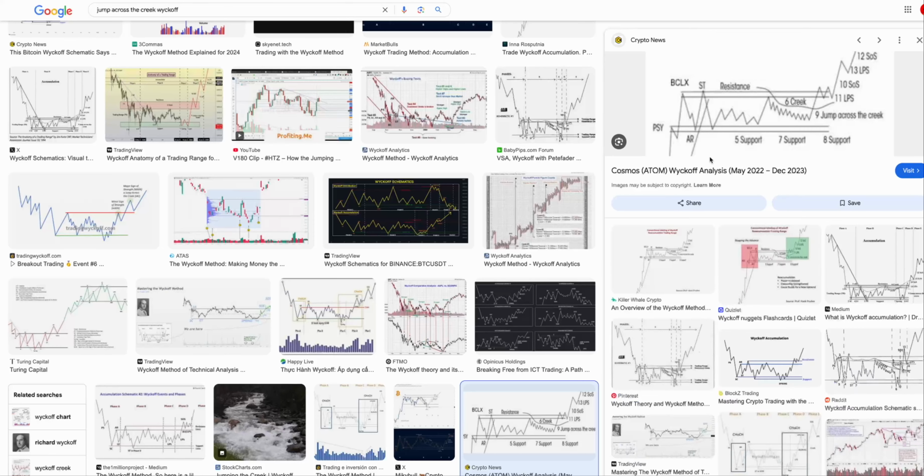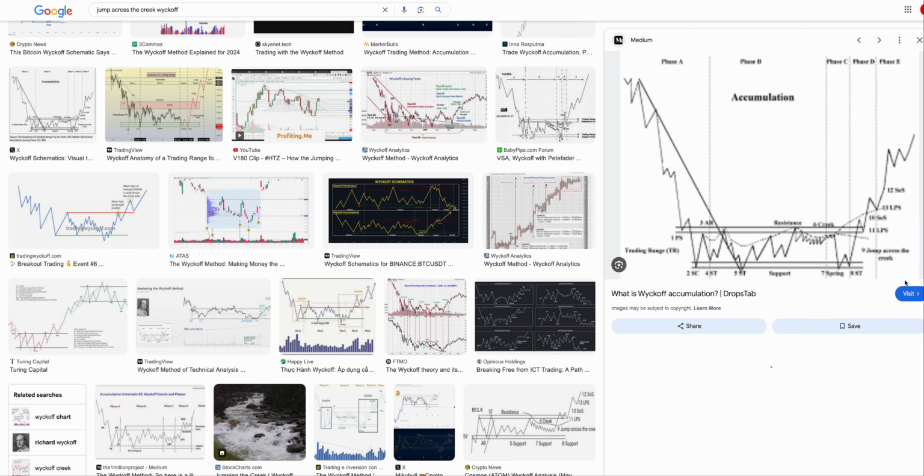So you see right here, right? This is actually a reaccumulation schematic. So you have your creek here, a very painful experience for holders, very long and chopped out. And remember, like I said in my XRP video, when people have too much time to think, that's usually when they make the most mistakes, because it's just chopping around here and they're overthinking everything. And then you have the jump across the creek. All of a sudden, you see how fast it happens right here.